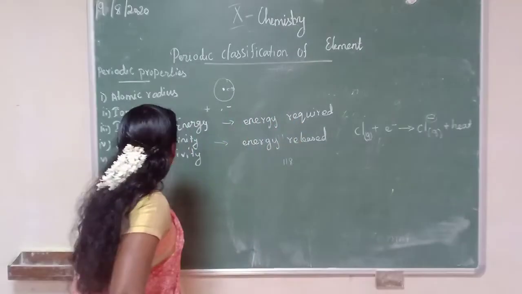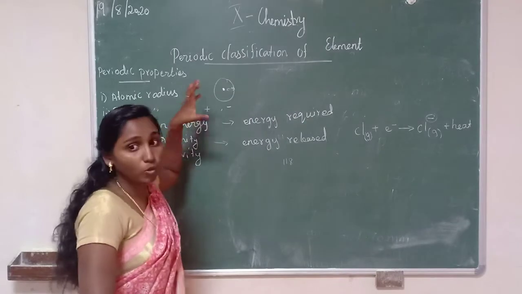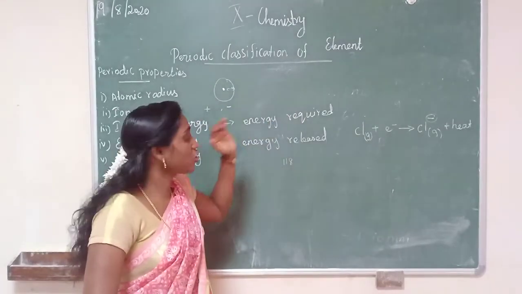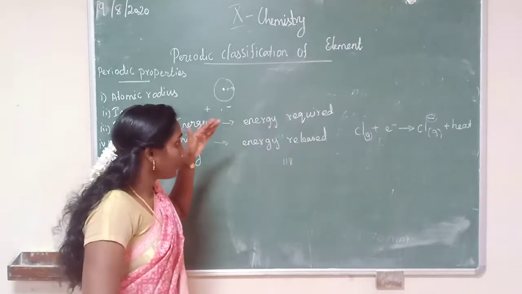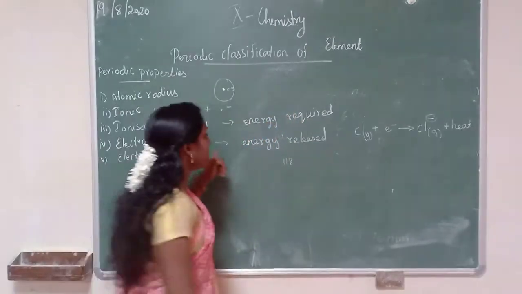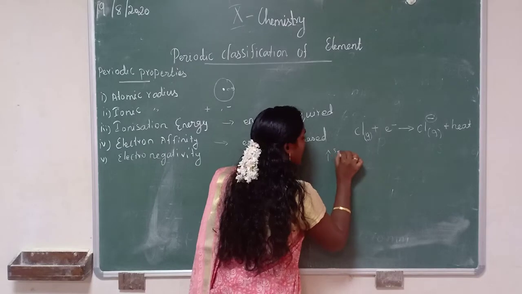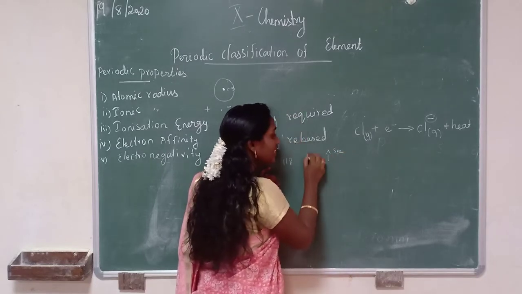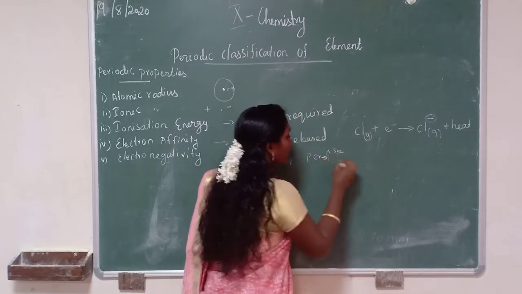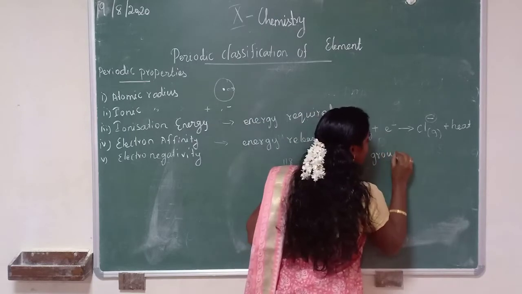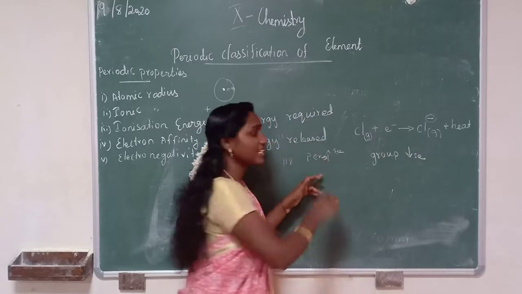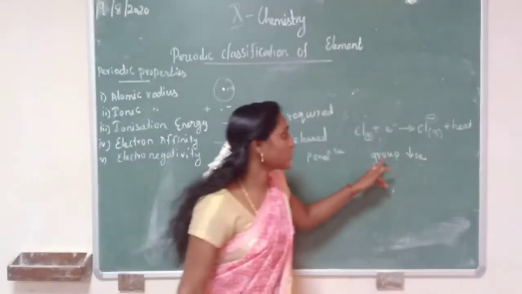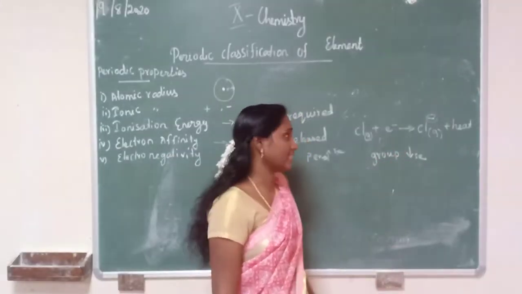It is separated into two forms, that is groups and periods. Okay. In this electron affinity, from left to right is called a period, right? In the last class we discussed. So in a period, electron affinity increases. In groups, electron affinity decreases.